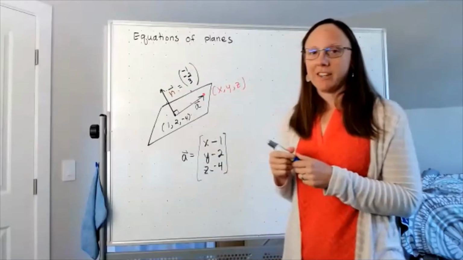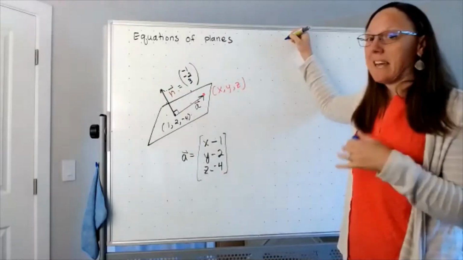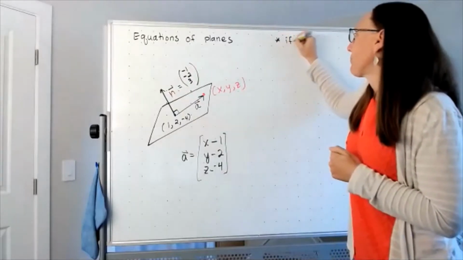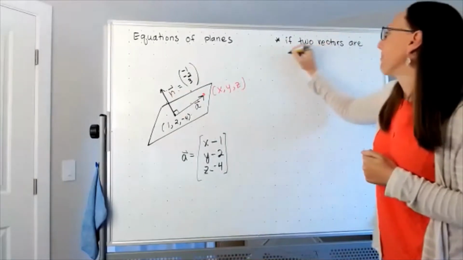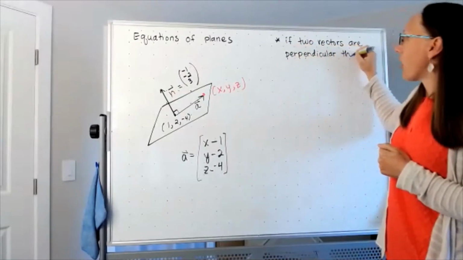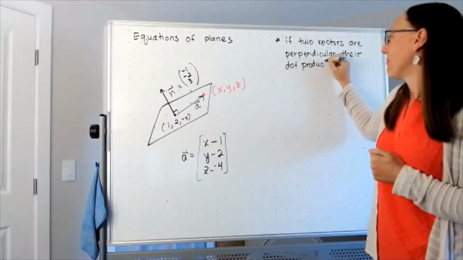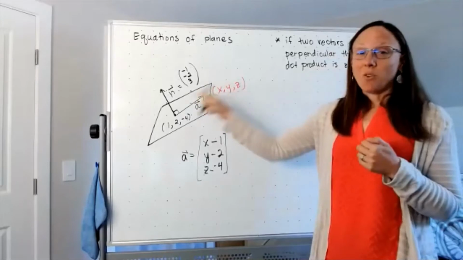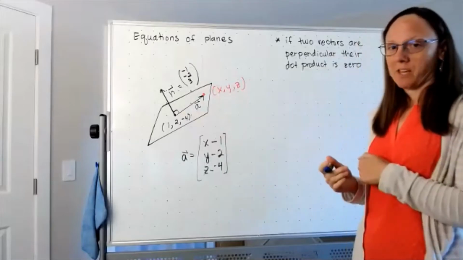If they're perpendicular, that means the dot product is 0. And I'm just going to write that down because it's super important. It's actually probably the most important thing that we remember about the dot product. So if 2 vectors are perpendicular, their dot product is 0. So to find the equation of this plane, we're actually going to take the dot product of these two vectors and force it to be equal to 0.